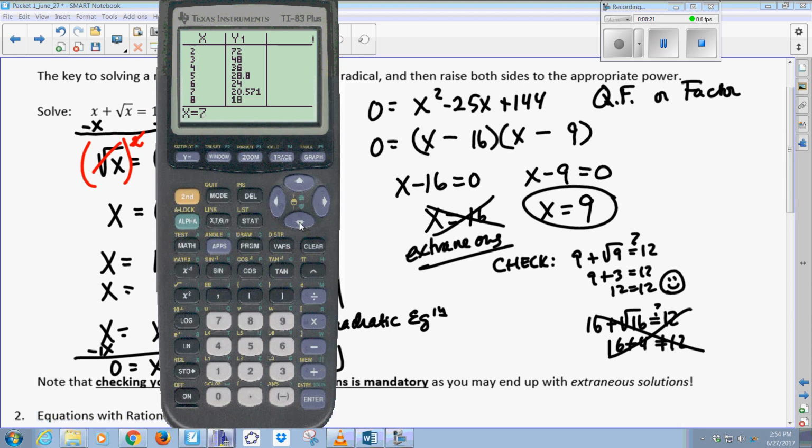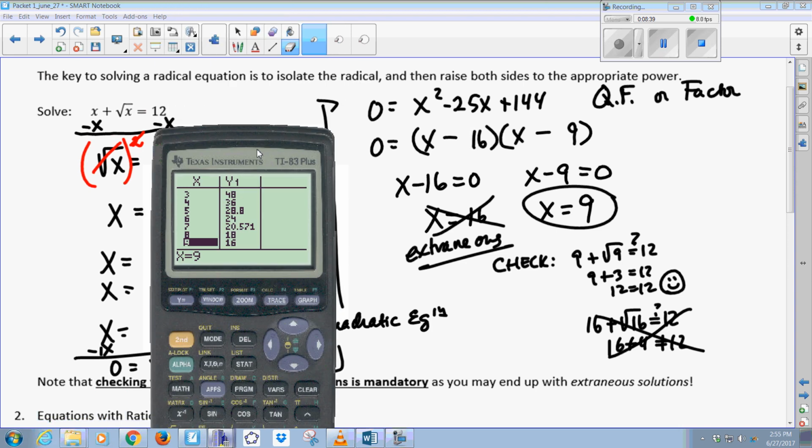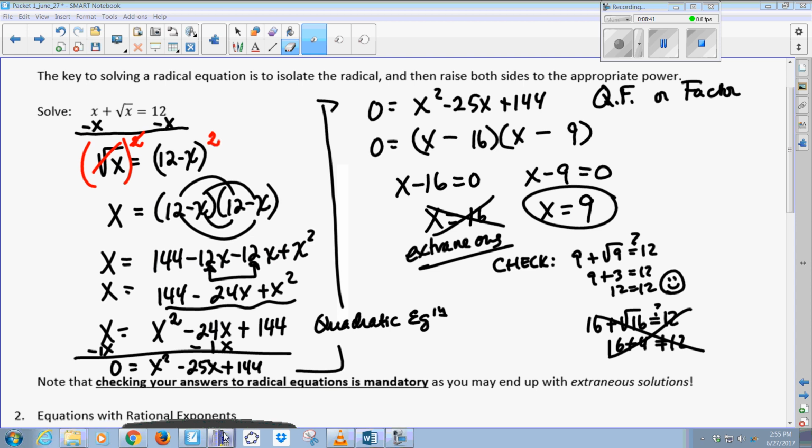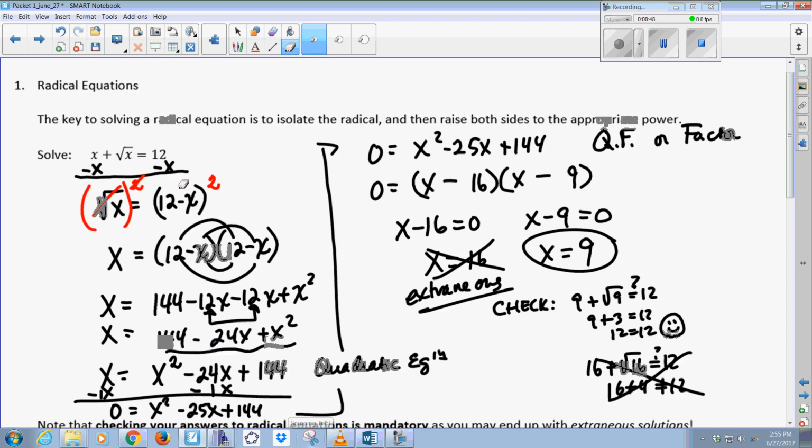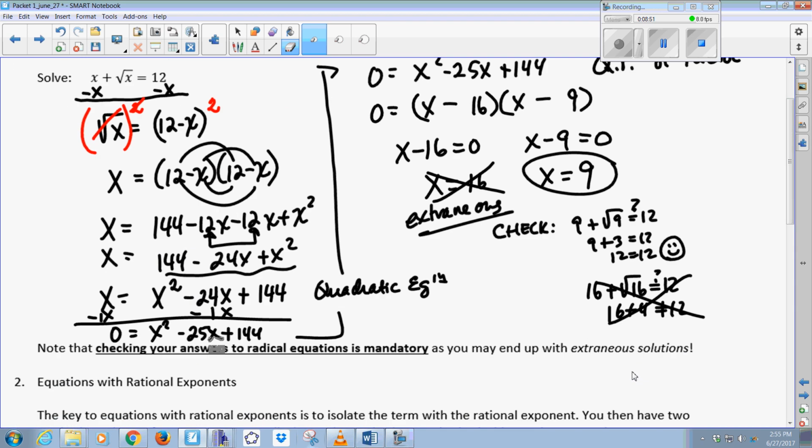You're getting closer. And as you go down, 8 times 18, oh, you're getting really close, because 8 plus 18 is 26. And then lo and behold, there's your next pair, 9 times 16, that adds up to 25. So if you have a calculator available, you can use that to help you out with some factoring. Just thought you might like to see that little handy dandy trick with your calculator. So remember that when you have a radical equation, it's mandatory to check your solutions.